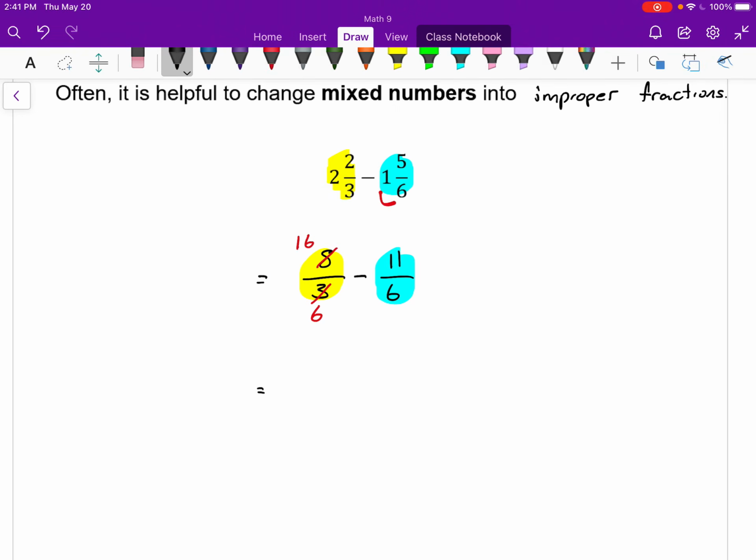And now I actually perform my subtraction step. 16 subtract 11 is 5 over 6. And I'm done. There's my answer, 5/6. It's already in lowest terms. It's not an improper fraction. All good.